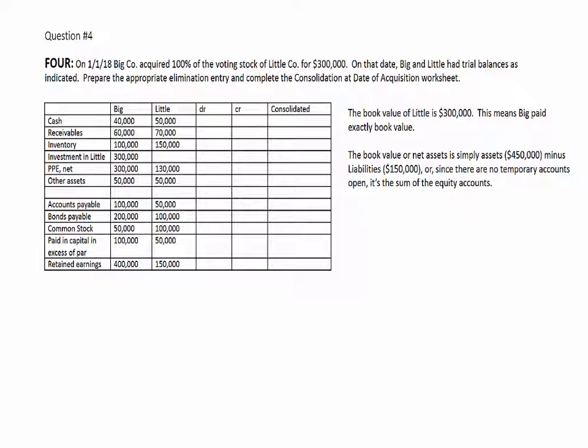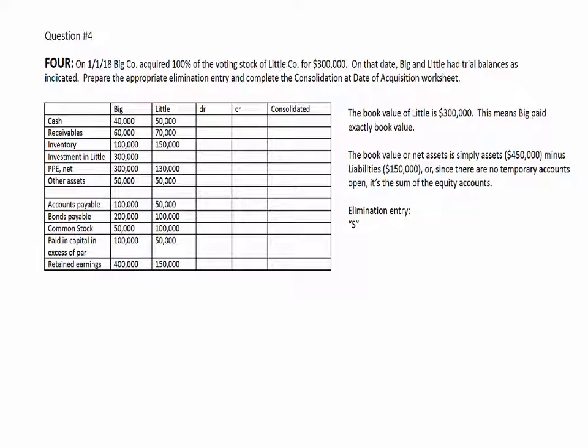Or, since there are no temporary accounts open, that is revenues, expenses, or dividends, it's simply the sum of the equity accounts. If there were open revenue, expense, or dividend accounts, then the book value would be the net assets, assets minus liabilities. You could not simply add up the total equity accounts without going through a closing process first, of closing revenues, expenses, and dividends to retained earnings.